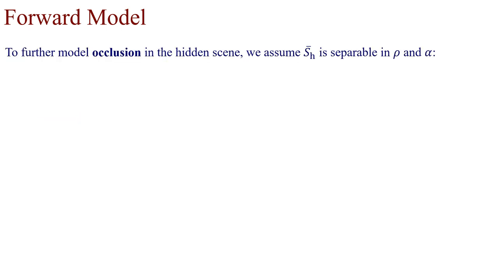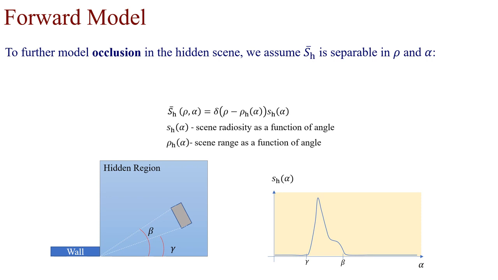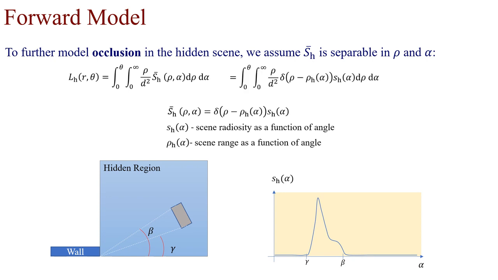In order to further model occlusion in the hidden scene, we assume SH bar is separable in range and angle. Here delta is the Dirac impulse function, SH alpha is the 1D scene radiosity as a function of angle. So for a hidden scene that looks like this, SH alpha would look something like this. Rho H alpha is the scene range as a function of angle. When we plug the separable expression into our equation for LH, we get this expression.